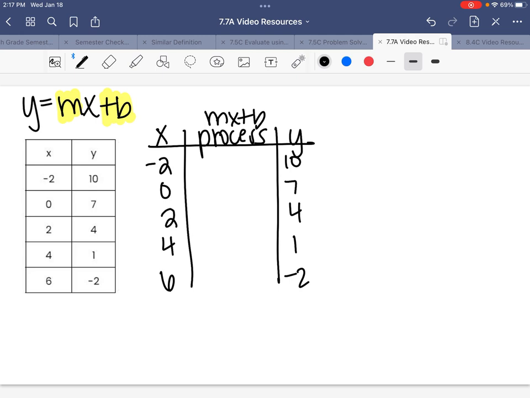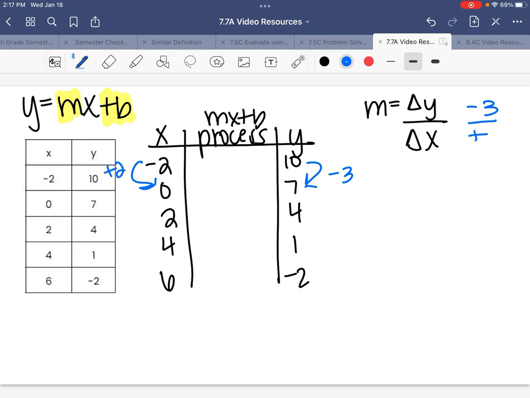And now I remember that if I have all my coordinate pairs, I can find that rate of change. And that rate of change is the comparison of how y changes as x changes. And so I see that y goes from 10 to 7, which is a decrease of 3. And then as y decreases by 3, x increases by 2. So I can leave this rate of change as a negative 3/2, or I can also put it as a decimal of negative 1.5.